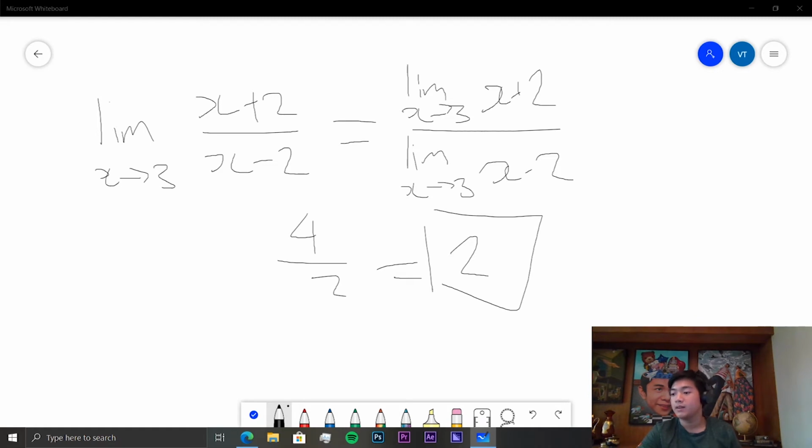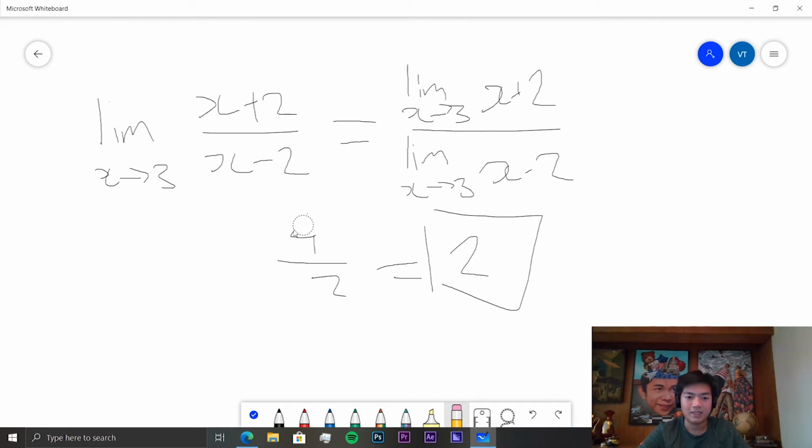Okay, on to the next question. Oh, sorry, no, did I make a silly mistake? This should not be that. What am I doing? We did limits and then I can't add numbers. 3 plus 2 is 5. 3 minus 2 is 1. So this should be 5 over 1, which is actually equal to 5. Okay, on to the next one.